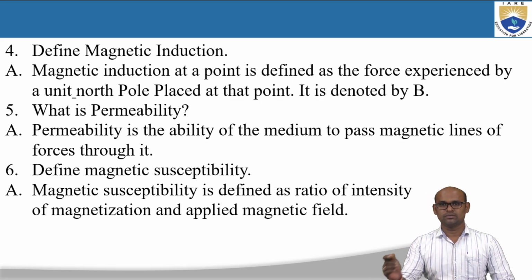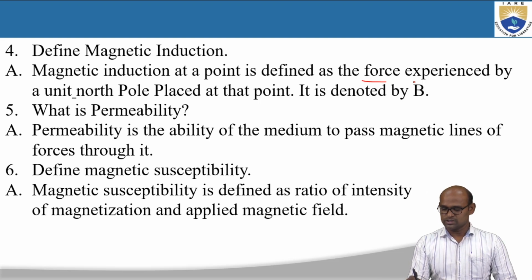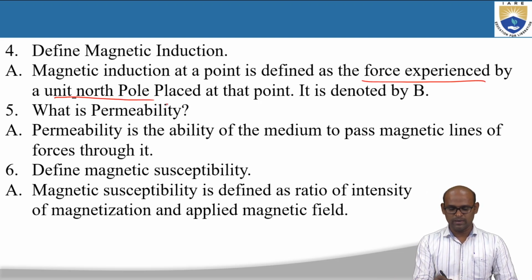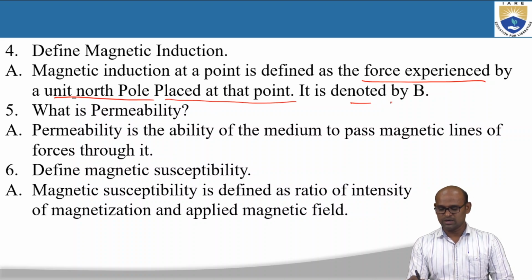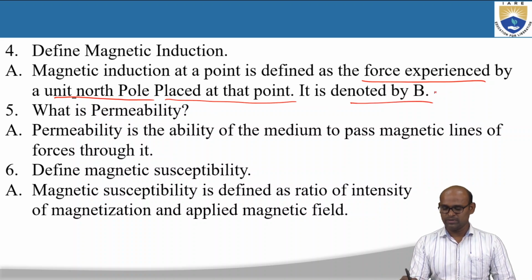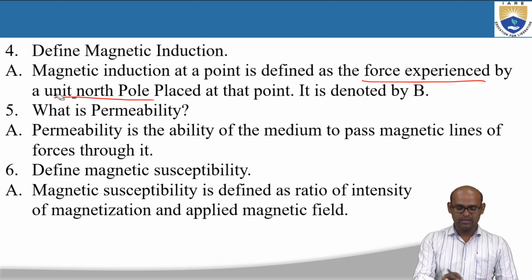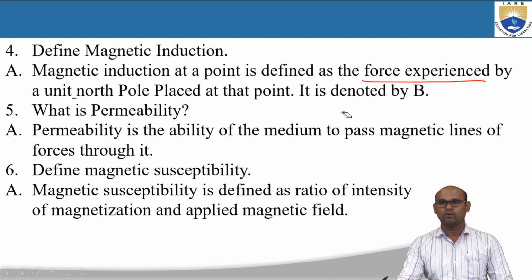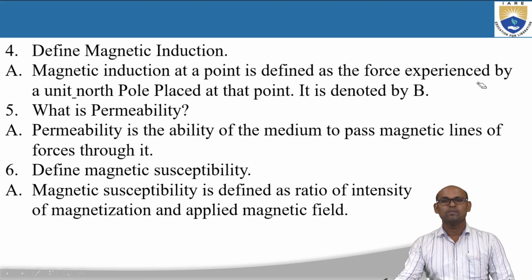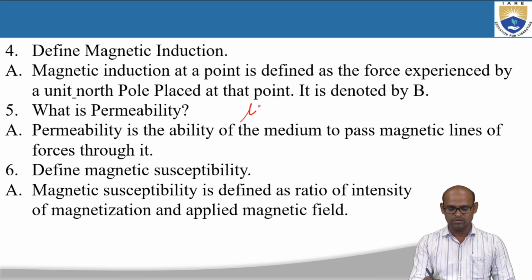Define magnetic induction. Magnetic induction at a point is defined as the force experienced by a unit north pole placed at that point. That is denoted by B. Magnetic induction B is nothing but phi by A, the number of magnetic flux lines per unit area, or you can define it as the force experienced by a unit north pole placed at that point. What is permeability? Permeability is the ability of the medium to pass magnetic lines of force through it. Permeability is denoted by mu.